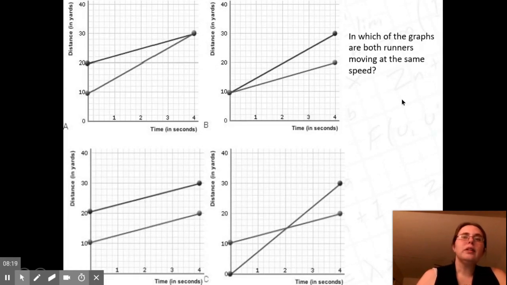And then this last one, in which of the graphs are both runners moving at the same speed? So you're looking for something that has the same slope. So which of these graphs has the same slope? And that would be this one here, which is choice C.